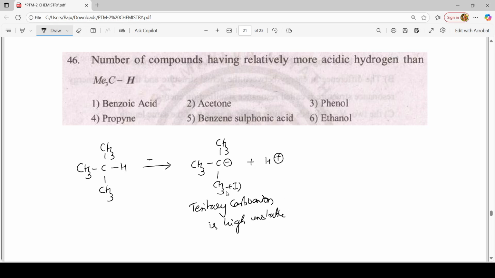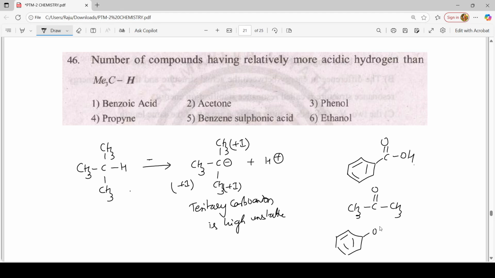Because of the presence of the 3 plus I groups, which is destabilizing the carbanion, this is unstable. So definitely this is a weak acid. Benzoic acid is one of the strongest acids, students. Even acetone is also a stronger acid than isobutane. Phenol is also strong because the phenoxide ion is stable.